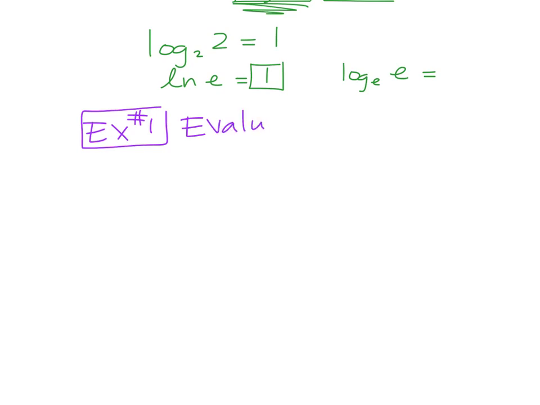All right, let's evaluate some natural logs. Remember, when we say evaluate, what should your answer be? A number. The natural log of e is e to what power equals e? It's 1. So the natural log of e will always be 1. When we evaluate, what do we get? A number. So when they say evaluate this natural log, they want a number out of it.